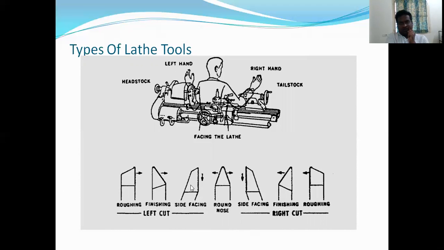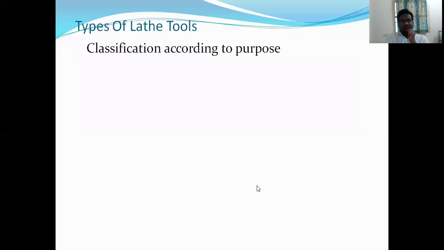For both operations, left hand and right hand, it is called the nose radius. Observe here, side facing is used for right cut tools. It is for finishing and it is for roughing. These arrows indicate the cutting edges. For left hand tools, the cutting edge is formed like this, and based on the operation, we are using this type of geometry. For right hand tools, we have different types of cutting edges, and based on the operation, we use different cutting edges.